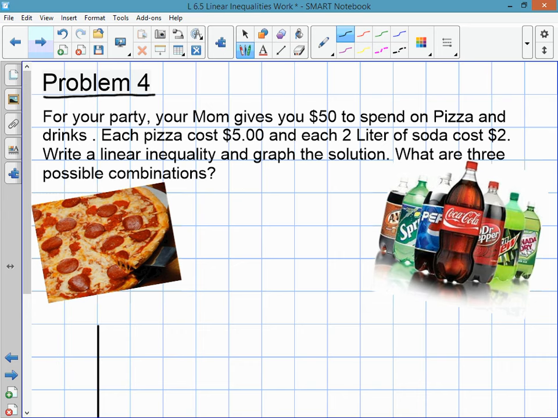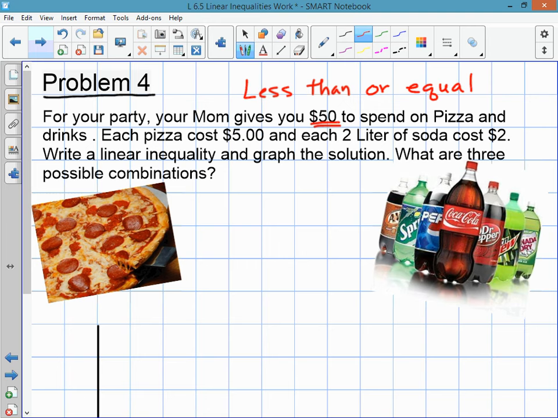So what's implied in this problem that doesn't really come right out and say it is that you can spend $50 on food and drinks for your party. But what it doesn't say directly is that you don't have to spend all $50. You could spend less than $50. So really this is an inequality that involves less than or equal to, because you could spend all $50.